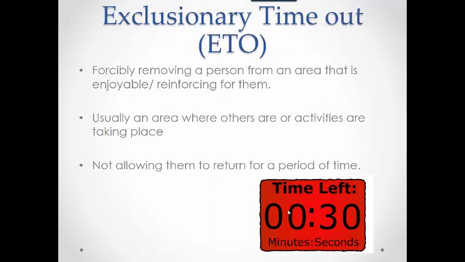So exclusionary timeout is commonly referred to as ETO. It's about forcibly removing a person from an area that's enjoyable or reinforcing for them. It's usually removing them from an area where others are or activities are taking place, and it's about not allowing them to return for a period of time. So this might be somebody's behaviour is posing a risk of harm to themselves or others, and the strategy is to remove them from that area.